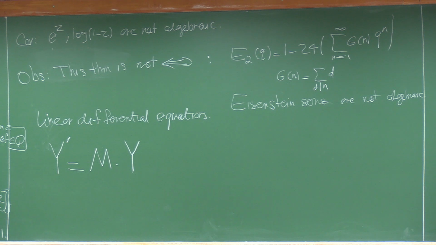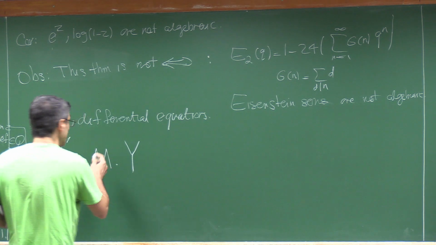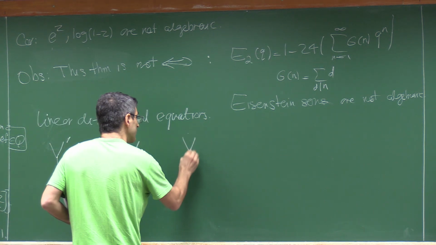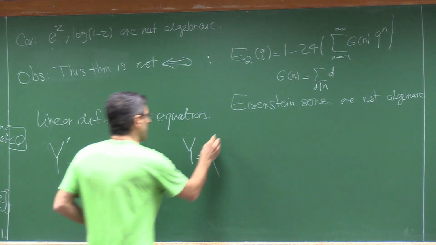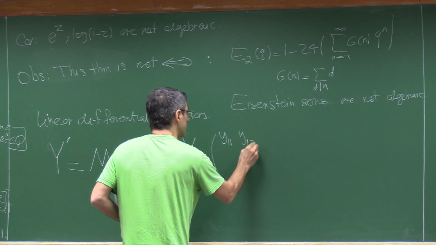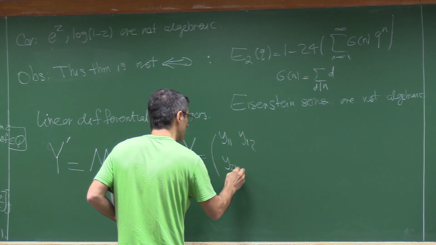I will focus on just two examples. One example for computation, for which the conjecture is true. The other one, as far as I know, the conjecture is open. And I will also take just 2 by 2 matrices: y1,1, y1,2, y2,1, y2,2.